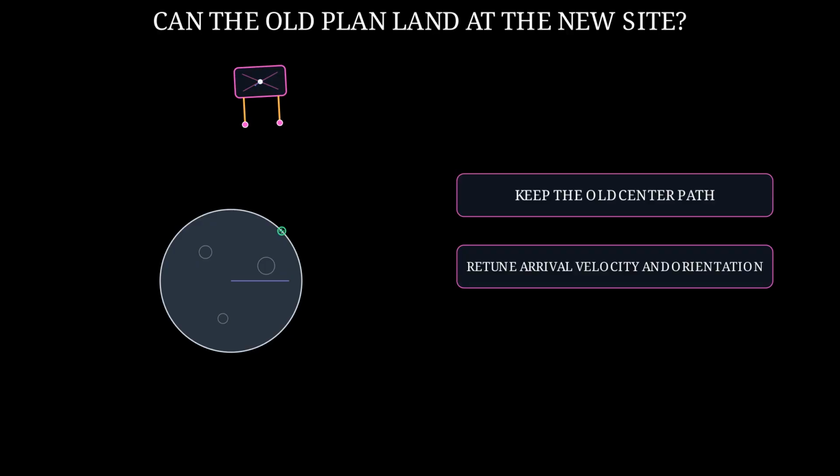Before we rerun the engine, what must change? Is it enough to keep the old center path, or must we retune both the arrival velocity and the chassis orientation for the new surface normal and surface motion? Choose between those two plans.